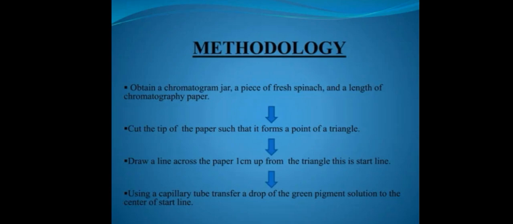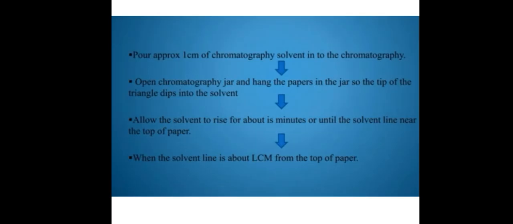In paper chromatography, first we take the chromatogram jar and chromatography paper. Then I cut this paper so it forms a point of a triangle. Then I draw a line, 1 centimeter line. Then using a capillary tube, transfer a drop of the given pigment. Then I drop it on the filter paper at the center of the start line.